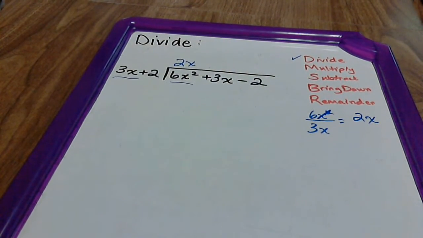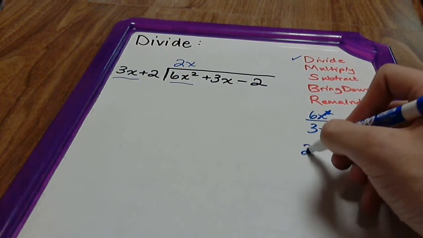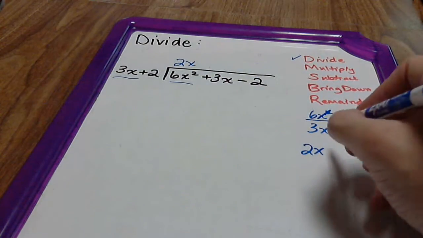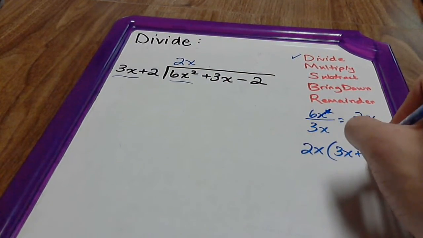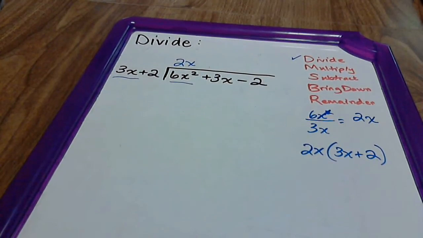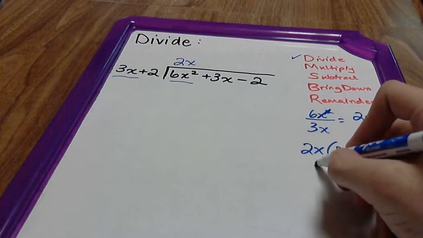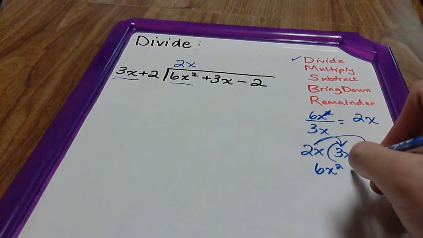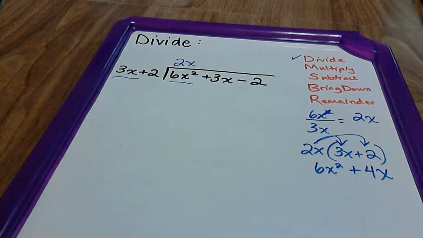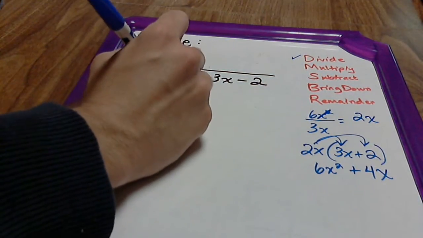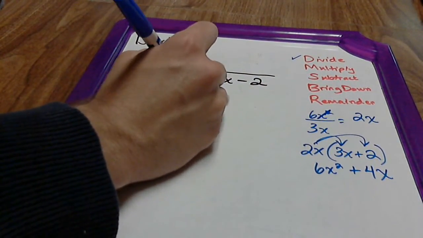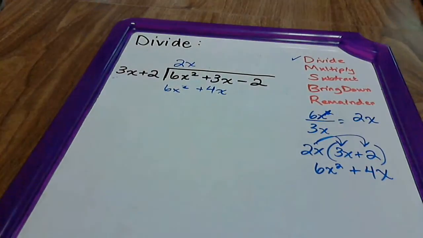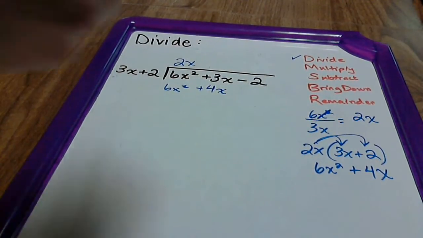Okay, now we're going to multiply. So now we have 2x times, we're taking the number from here, whatever's up there, it's 2x times 3x plus 2. Okay, so this is a good place to use the distributive property. So this is 6x squared plus 4x. Alright, so that's the multiply step.